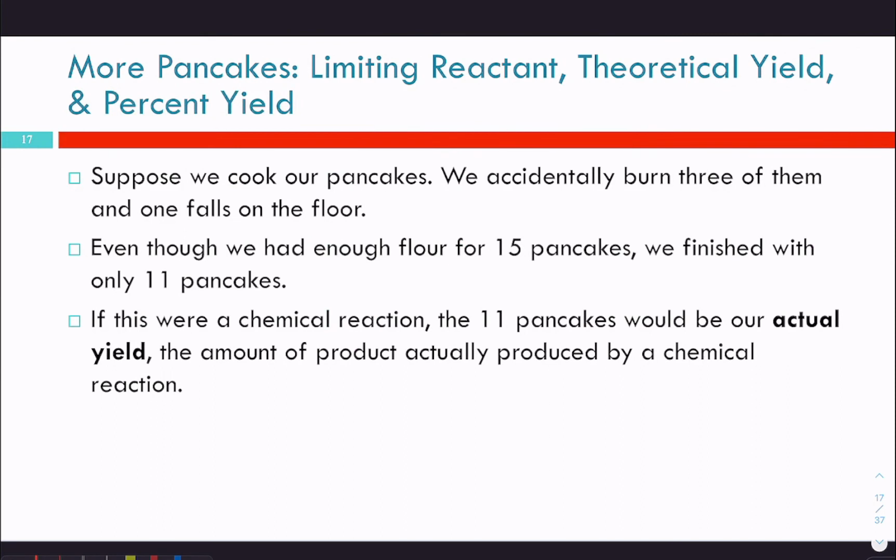But as we all know, nothing ever goes perfectly. So if we are cooking our pancakes and we accidentally burn 3 of them and then drop one on the floor and our dog eats it, even though we had enough flour for 15 pancakes, we didn't successfully make 15 pancakes, we only made 11. So in terms of a chemical reaction, 11 pancakes would be our actual yield, the amount that we actually make in the reaction or while we're cooking.